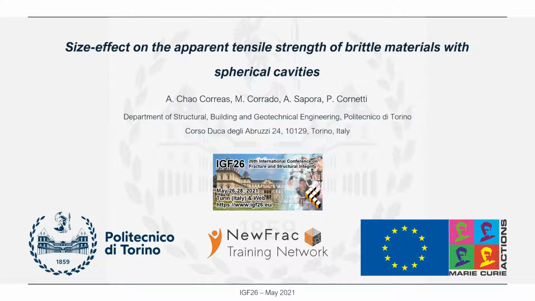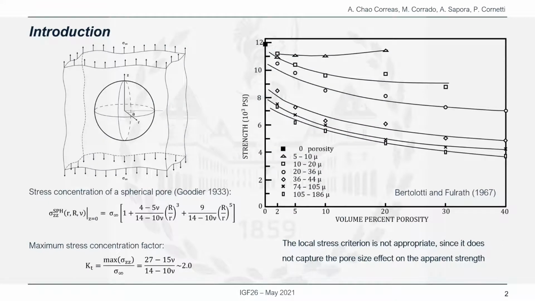The case we'll be addressing in this presentation is that of an infinite, or at least sufficiently large, domain filled with a homogeneous, isotropic, and linear elastic material that contains a single spherical pore. This pore is not pressurized and the domain is under uniaxial tensile load. Therefore, we can treat this problem as axisymmetric.